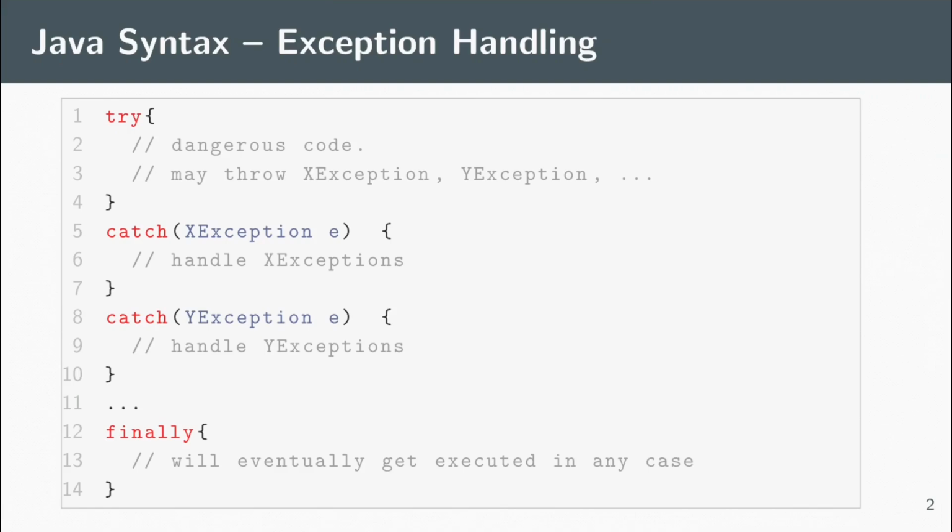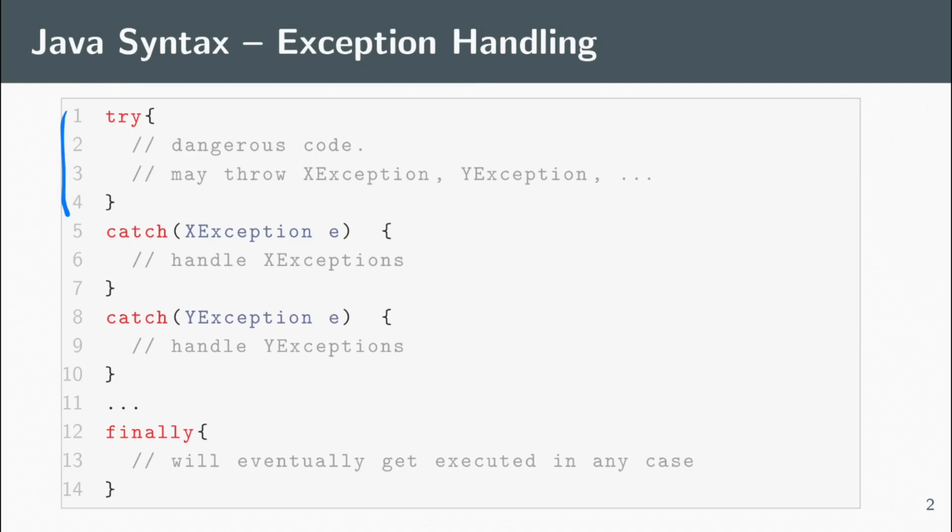Java syntax for defining exception handlers is as follows. The dangerous code is put into a block just after the keyword try. This is followed by one or more catch blocks, which are basically methods that take one exception parameter each. Eventually, there may be a finally block that gets executed in any case.